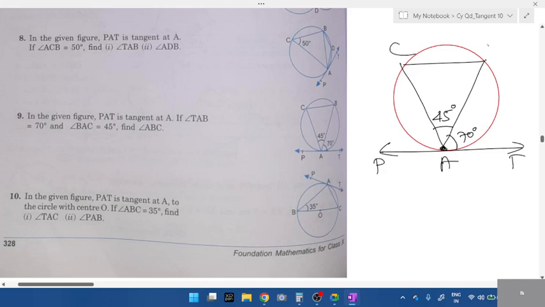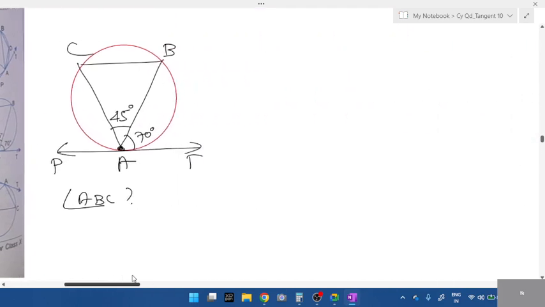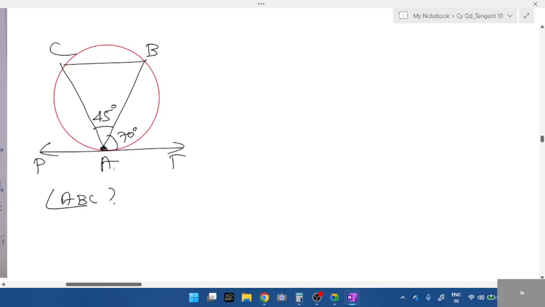BAT? BAC is 45. They've asked us to find ABC. Look here, I'll tell you how to write. First thing, ABC is the inside one.